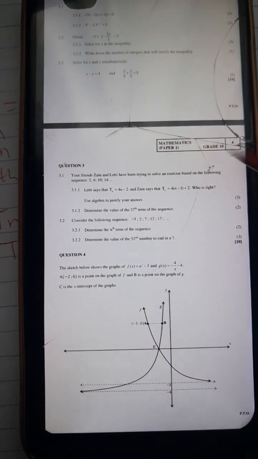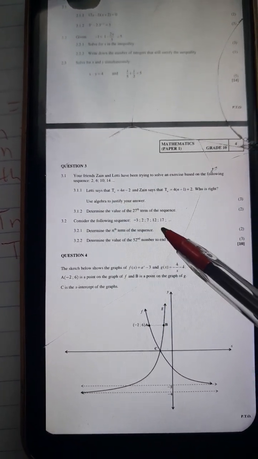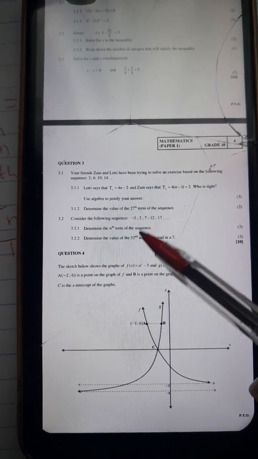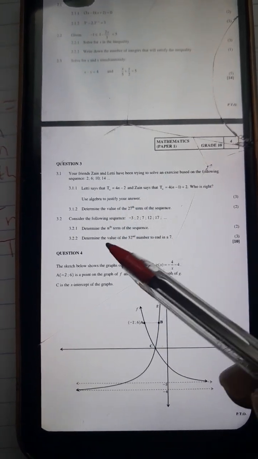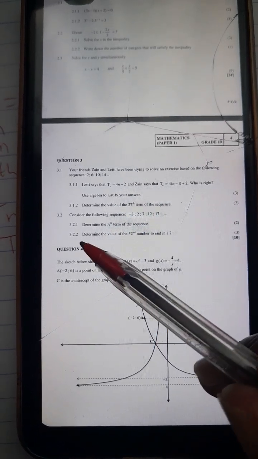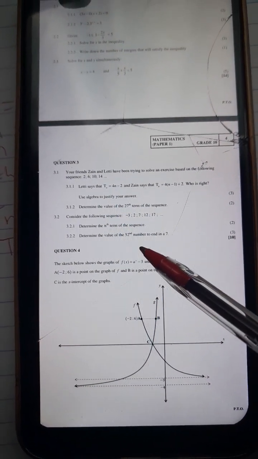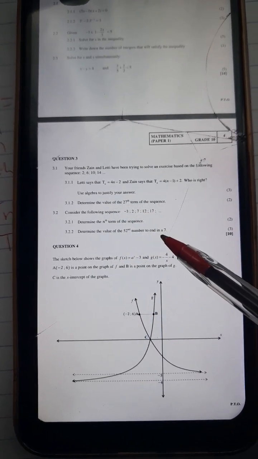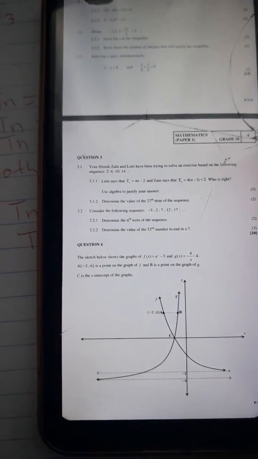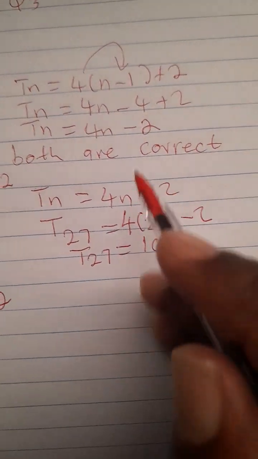For 3.2, we'll first have to look at the sequence. They said determine the nth term of the sequence. We'll first look at the nth term, or the general formula, of the sequence. Then at 3.2.2, determine the value of the 52nd term that ends in a 7. We will do that as well. So let's put that into practice.